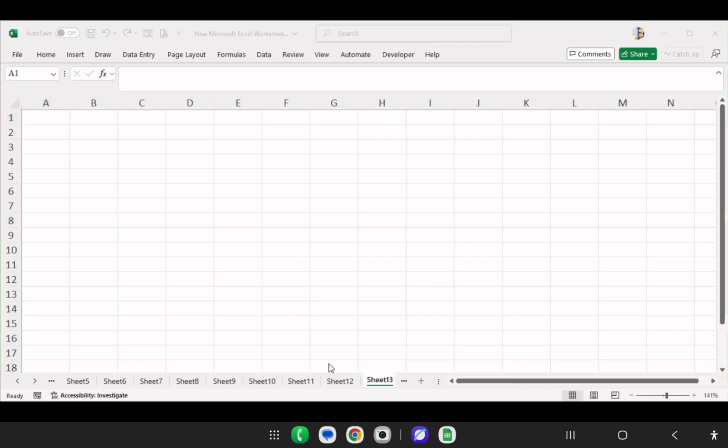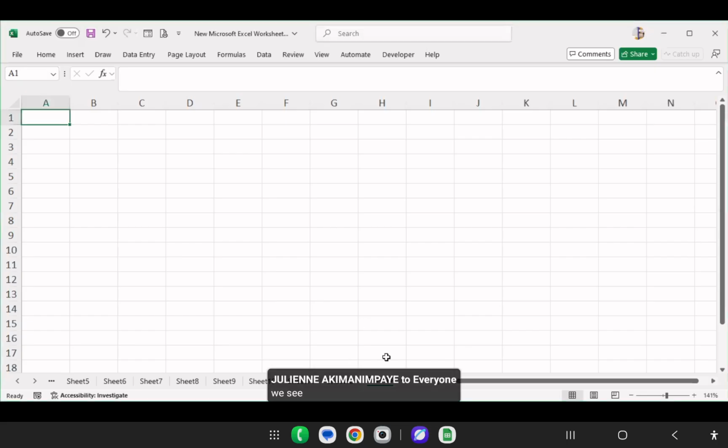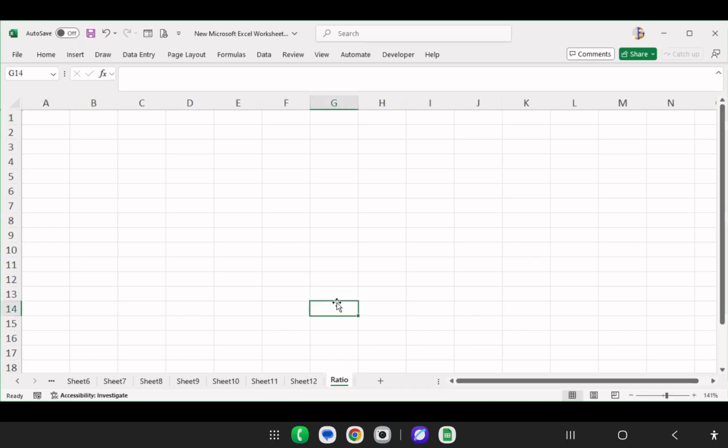Let's see whether you can tell me whether you can see my Excel sheet. Now, in an examination, you need to arrange well and you need to move fast. Let's go to the question.